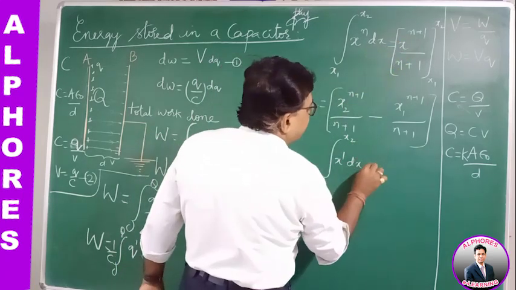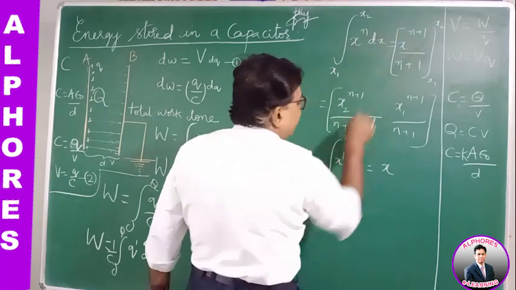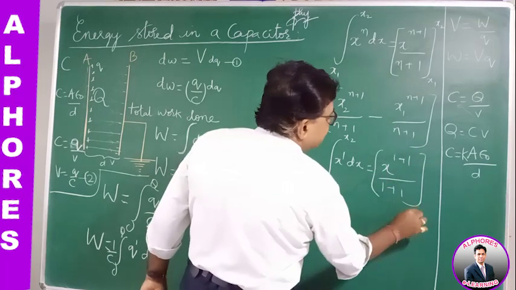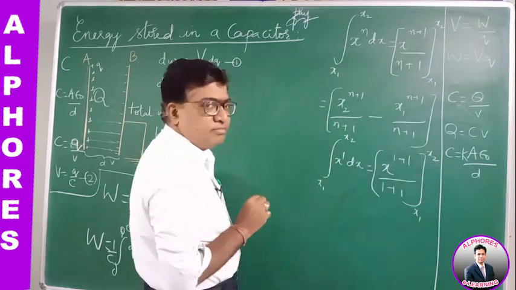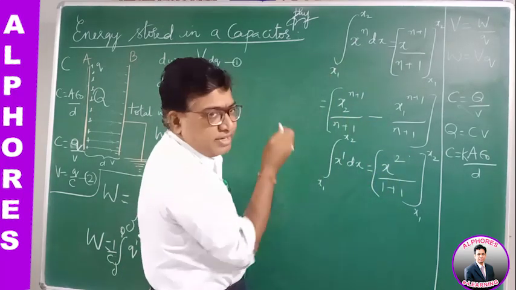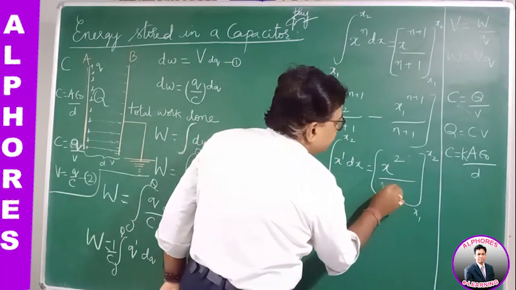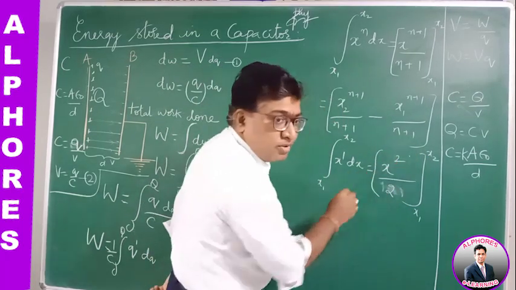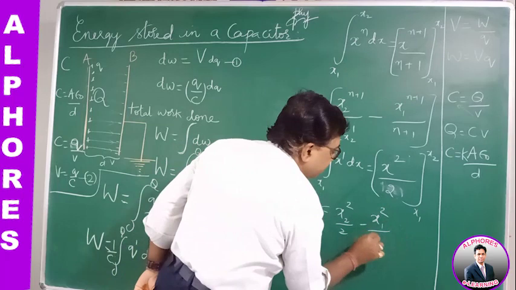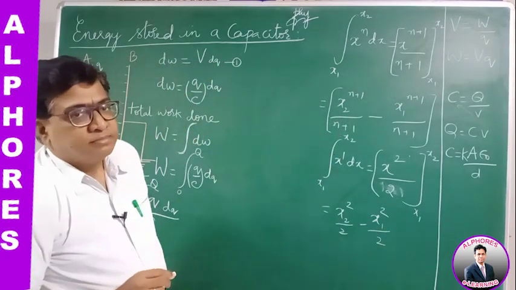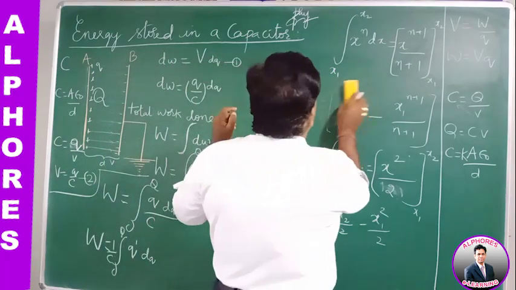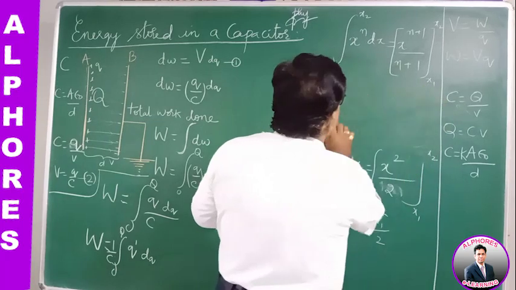Substituting this formula, n is 1 here. So it's 1 plus 1 by 1 plus 1 between the limits x1 and x2. 1 plus 1, I shall write as 2 here, and even here it is 2. Substituting the upper limit and the lower limit, I get x2 square by 2 minus x1 square by 2. Correct? This is the integration. This is very important. You have to remember the formula there. That's of major use.